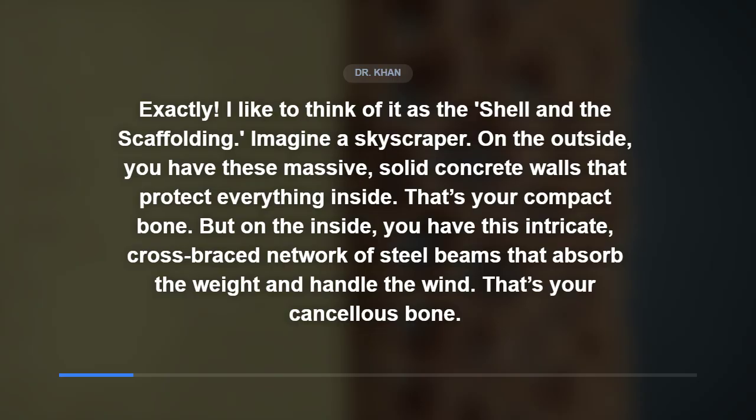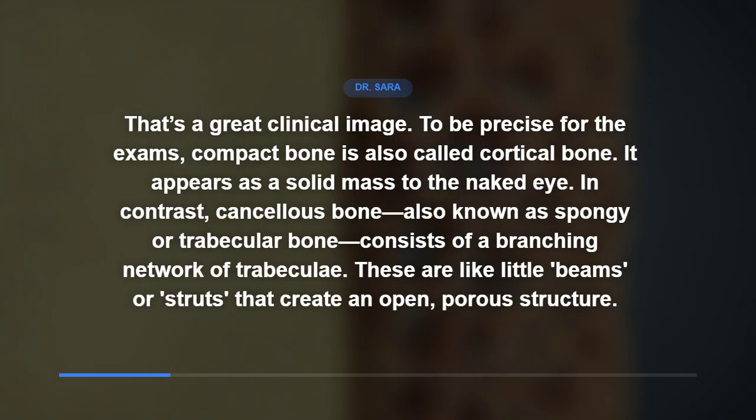Exactly. I like to think of it as the shell and the scaffolding. Imagine a skyscraper. On the outside, you have these massive, solid concrete walls that protect everything inside. That's your compact bone. But on the inside, you have this intricate, cross-braced network of steel beams that absorb the weight and handle the wind. That's your cancellous bone. That's a great clinical image.